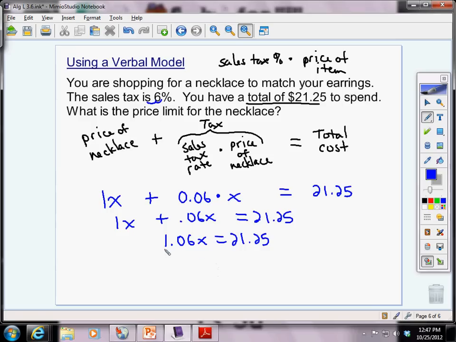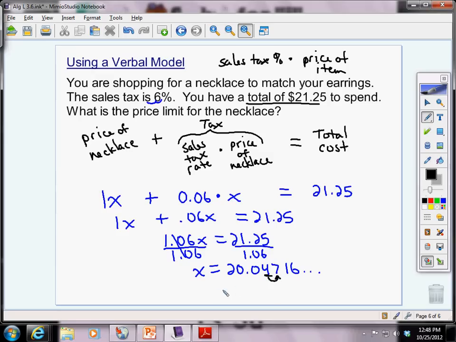Since we're solving for x, we have to get rid of our 1.06 by dividing, since it's being multiplied. And we're left with x equals $21.25 divided by 1.06. And we're going to get an answer of 20.04716 and on and on. Again, does this answer the question we're asking? No, we want to know how much our limit is, how much we can spend for the necklace. If we're talking about money, we're going to talk about the hundredths spot. That's the 4. Look at the 7 behind it.